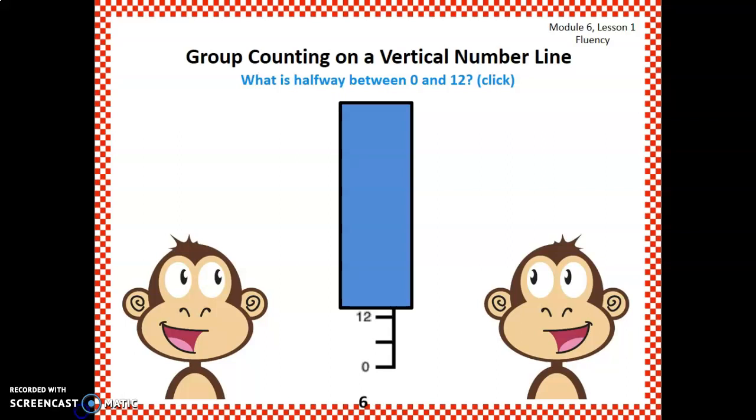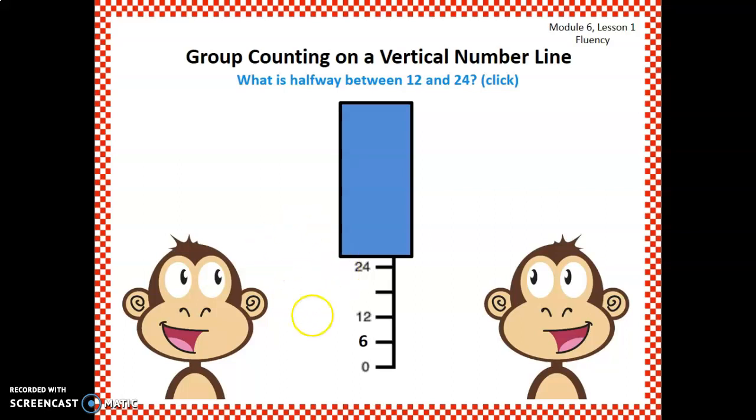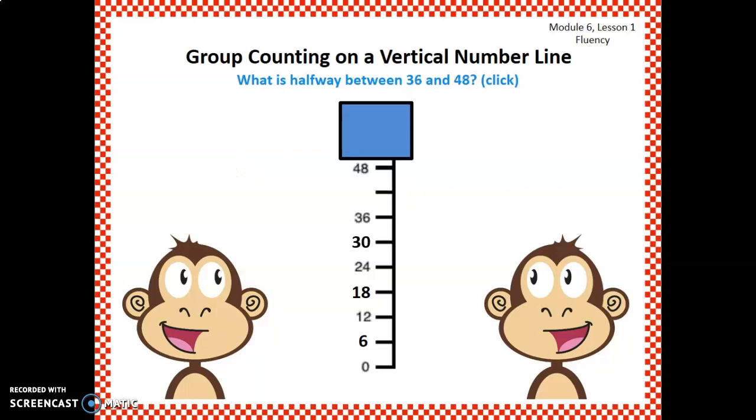Anybody think it's 6? If you said 6, you'd be right. Next, look at what's halfway between 12 and 24. What do you think that might be? 18. Ooh, I think I see a pattern starting to show here. Next, what is halfway between 24 and 36? Let's see. 30. Halfway between 36 and 48? 42. Now I definitely see a pattern here.